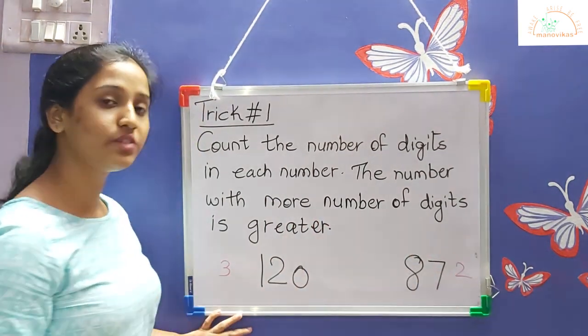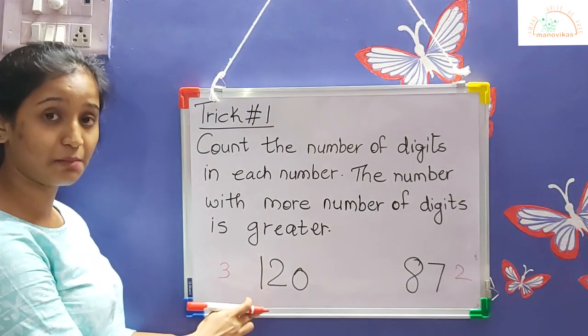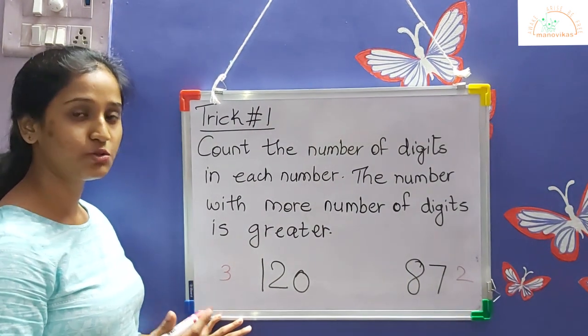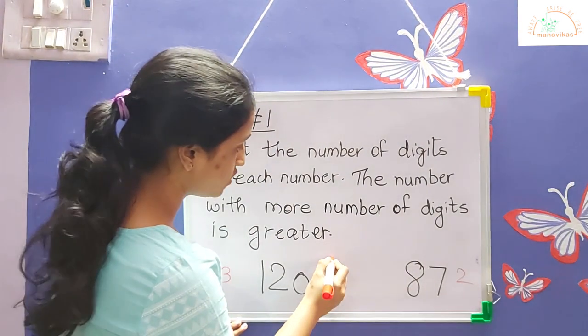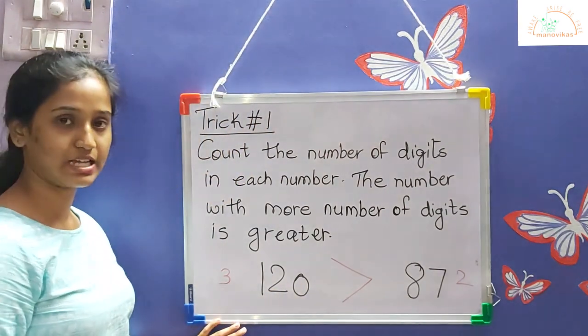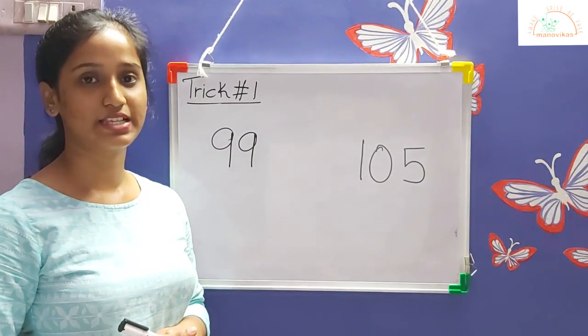So which sign do we use here now? The greater number is on the left. So we need to use the greater than sign. So we use the greater than sign. Let us take one more example.